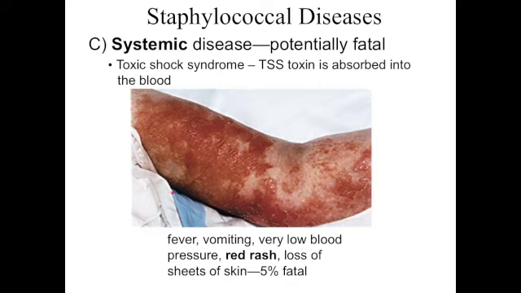One of the hallmarks of this disease is a red rash, like you can see here on this patient's arm. It's kind of a spotty rash, and it can be accompanied by other symptoms such as fever and vomiting, a drop in blood pressure, and peeling of sheets of skin. Usually this is treatable with antibiotics, but it's still 5% fatal, so 5% of cases still die even with treatment.